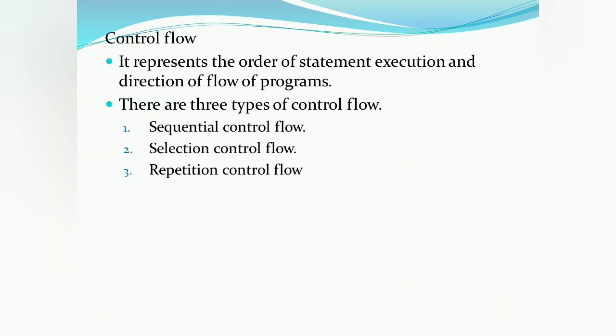The third component is control flow. The process of executing the individual statements in a given order is called control flow. It represents the order of statement execution and direction of flow of programs. The control can be executed in three ways. One is sequential control flow. The second way is selection control flow. Third way is iteration control flow. Let's see one by one.